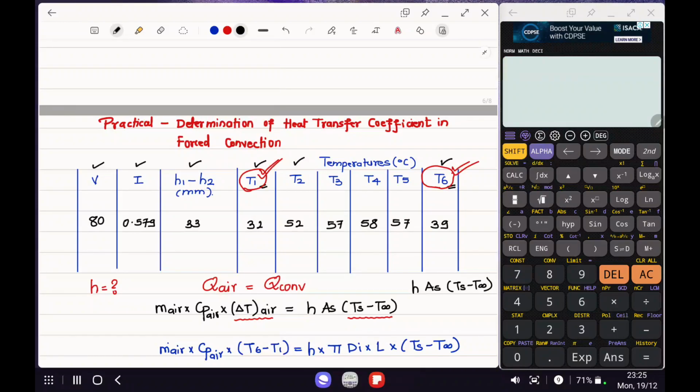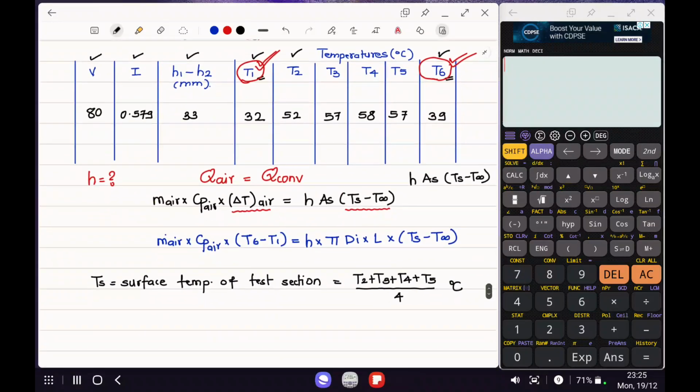You can see that the air temperature has increased from inlet to outlet. At the inlet the temperature was 32, at the outlet air temperature is 39, which means air has gained the heat, and that's how we can write mcp delta T for air.